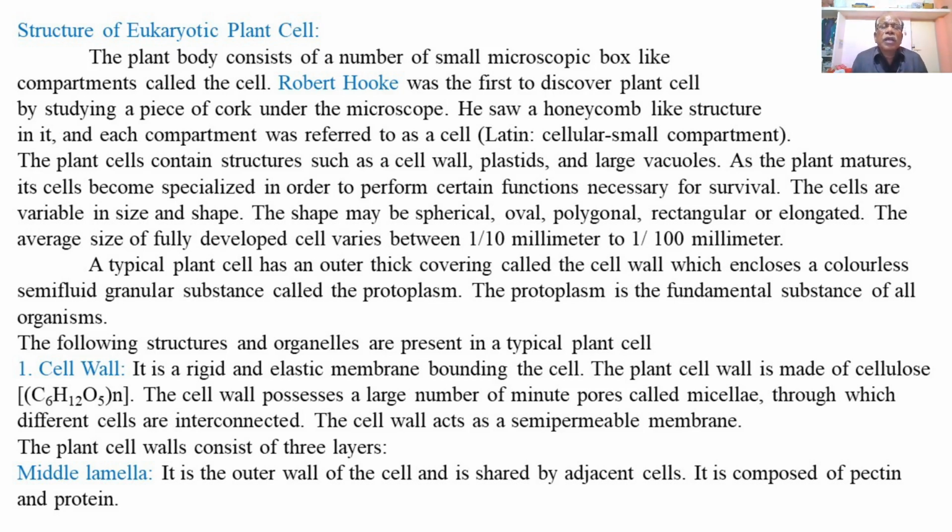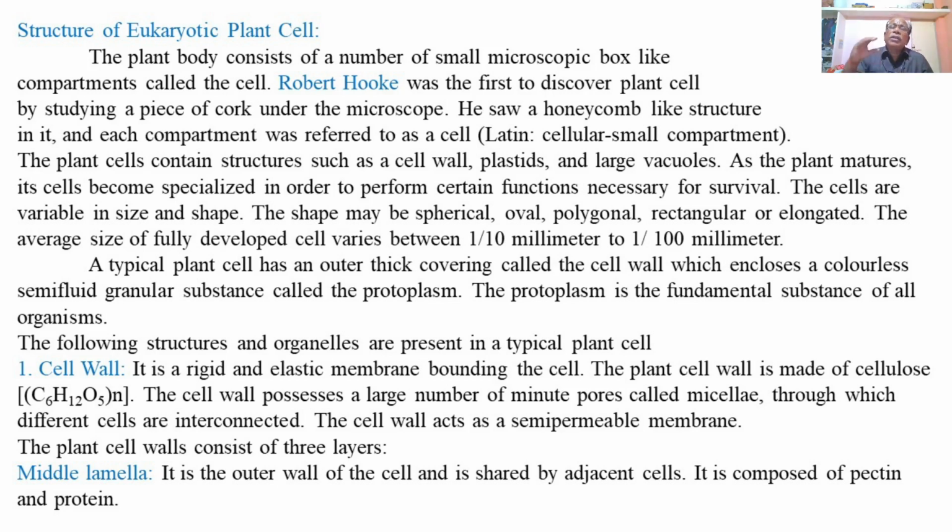The following structures and organelles are present in a typical plant cell, starting with first, the cell wall. The cell wall in the case of plants is a rigid and elastic membrane bounding the cell. The plant cell wall is made up of cellulose. It is a polysaccharide, a complex type of carbohydrate called cellulose.